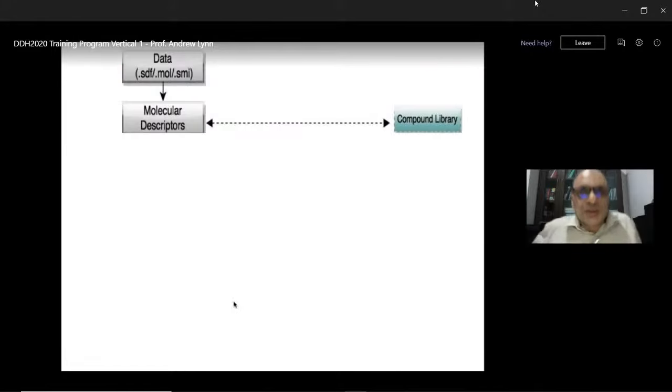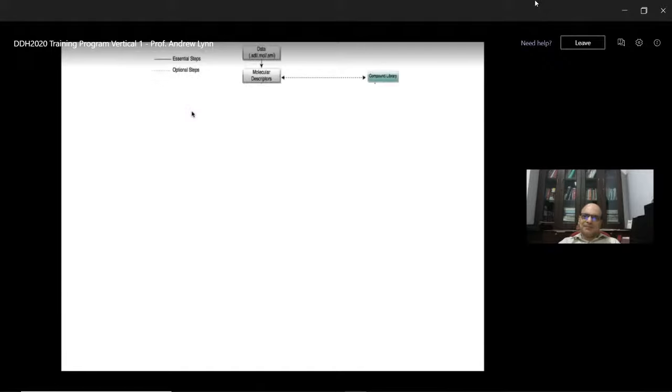Okay, so let's piece together our protocol. So if you take your data, the data can be in various formats. It's the SDF, the MOL format. It could also be in SMILES. We need to have a method to be able to take each chemical and calculate molecular descriptors so that we have a tabulated structure with the rows containing the molecules and the columns containing the descriptors. Now this is a molecular library.